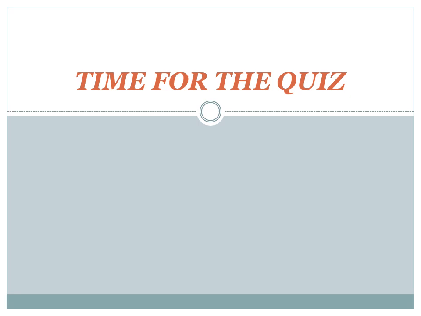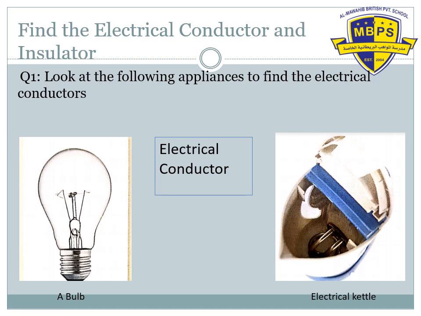Now let's have a small quiz to see how much you have learned and how much you have understood. Find the electrical conductor in these appliances. There's a light bulb and there's an electrical kettle. I'm going to give you some time to check which part of the light bulb is an electrical conductor and which part of an electrical kettle is an electrical conductor. Not all of them are electrical conductors.